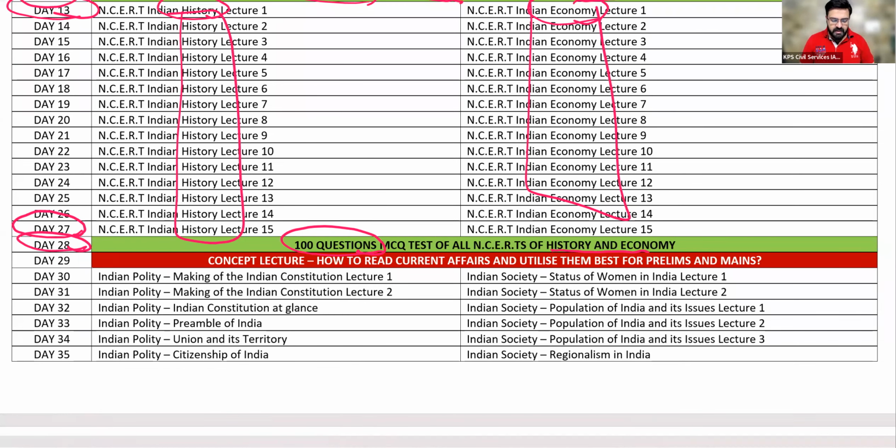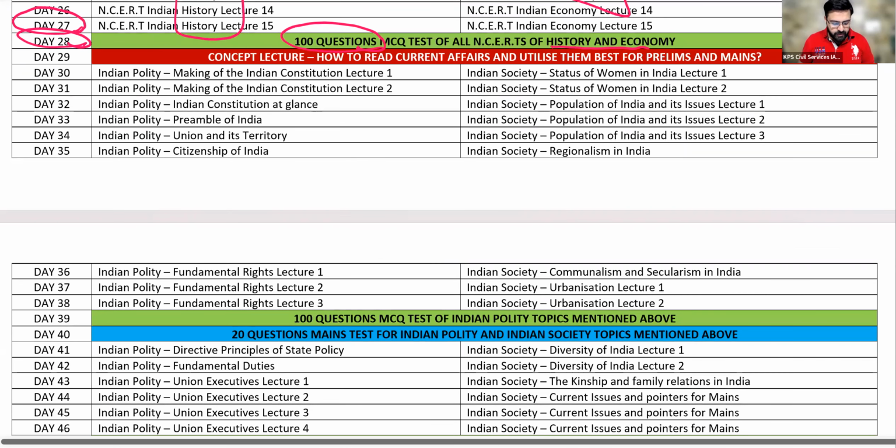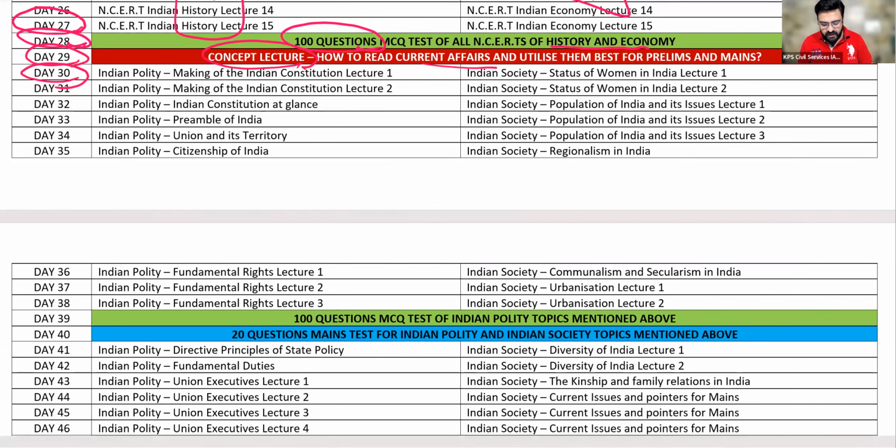So at the very start, we are just having the prelims test. As we move forward, we shift to the books. So from day 30, so 29 would be another concept lecture of how to read current affairs and utilize them best for both prelims and mains, as we will be covering the editorials and the newspaper current affairs for the prelims, both in our module in detail. From day 30 to 38, even beyond, we are covering Indian polity as a first subject.